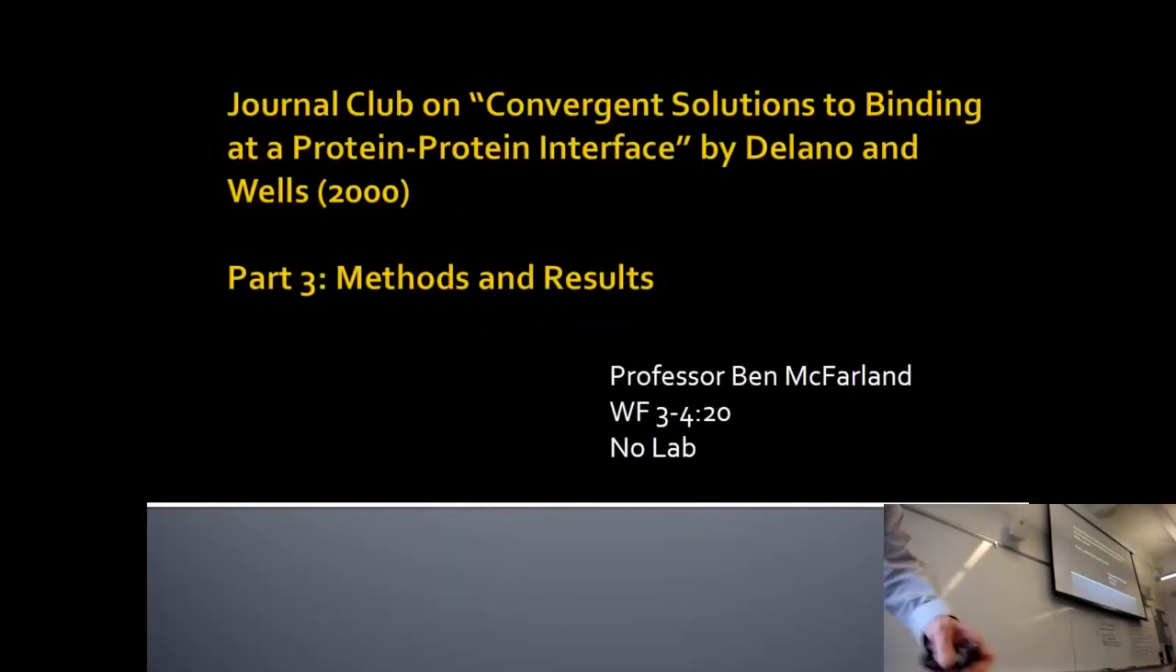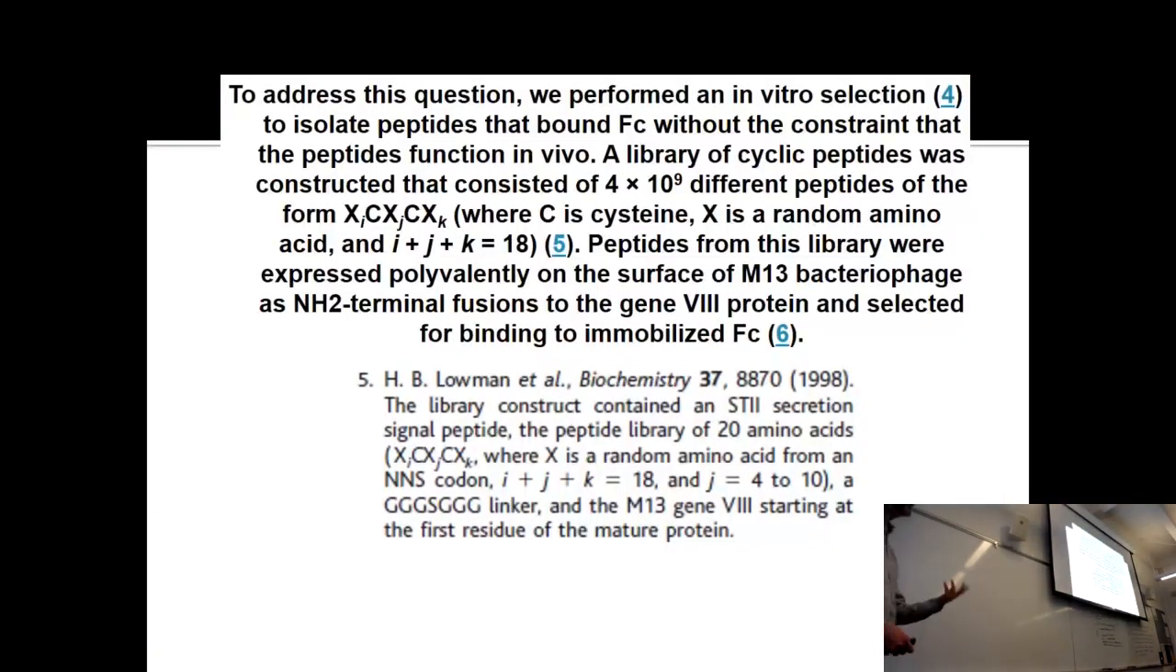So we do want to talk about methods and results. This is the section that you should be looking at, and this is the footnote that you should be looking at. They have the program right here, where they have two cysteines, i plus j plus k equals 18. But realize that i, j, and k can vary. And so they let it vary, and yet they did it twice, and both times they came up with the same kind of spacing for the cysteines. So the fact that the cysteines are spaced normally is significant.